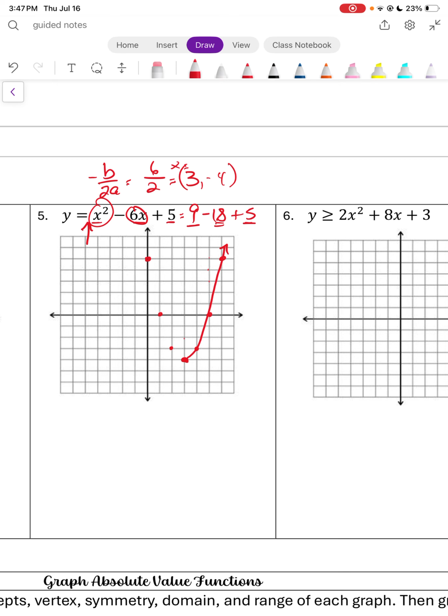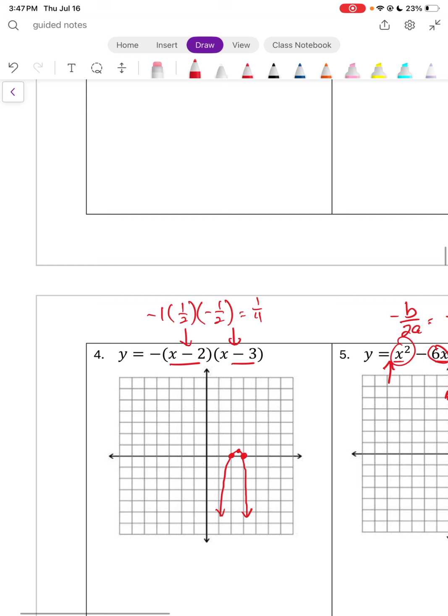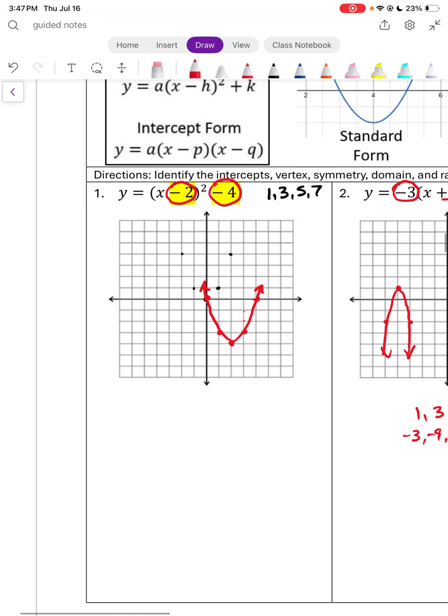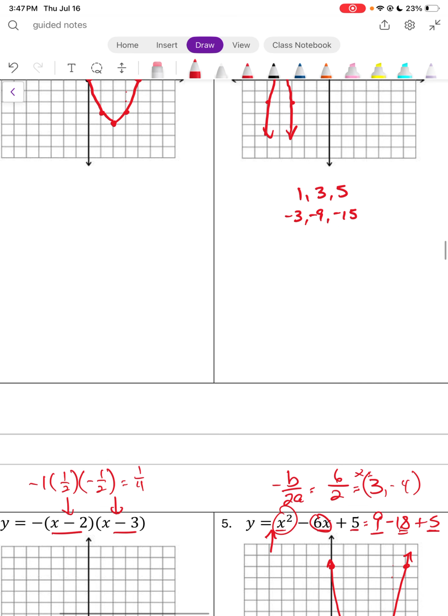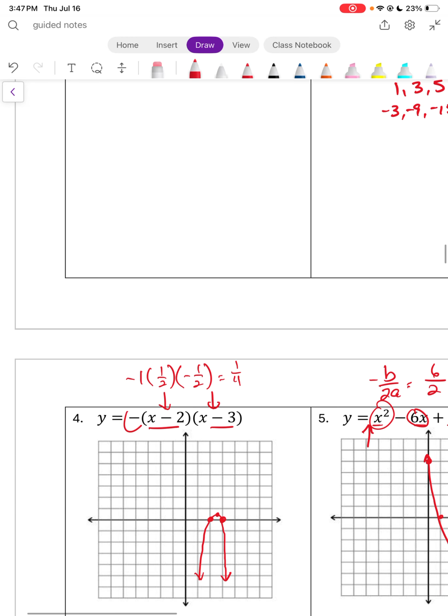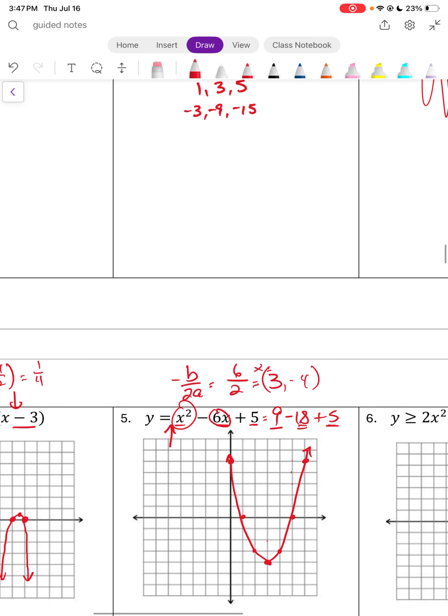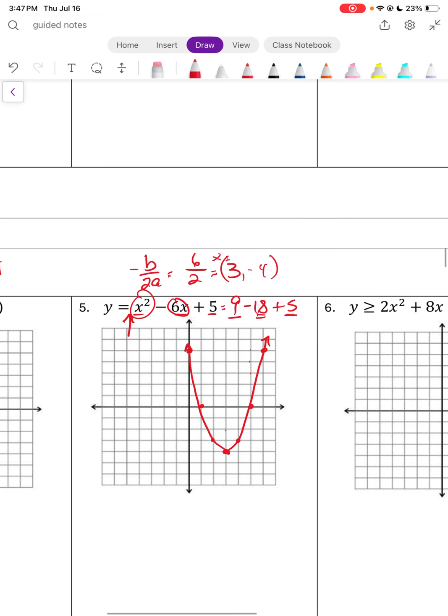Again, if it's stretched, if there's a number in front of that x squared, it works the exact same way as the a value here. If there is a number out here, that's going to be your stretch value. And again, you could have also factored that, and you've got x minus 5 and x minus 1, and you can see those intercepts there.